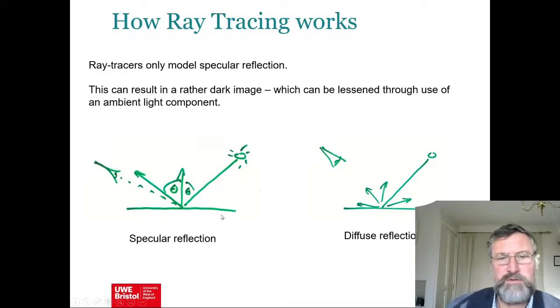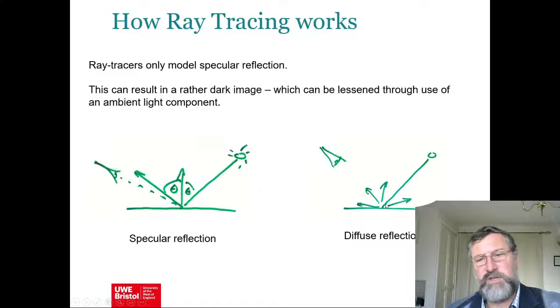Of course, the other alternative for the way of reflection is diffuse reflection, like from matte objects, like a sheet of paper, where the light comes down, hits the object, then it's reflected in all directions more or less equally.